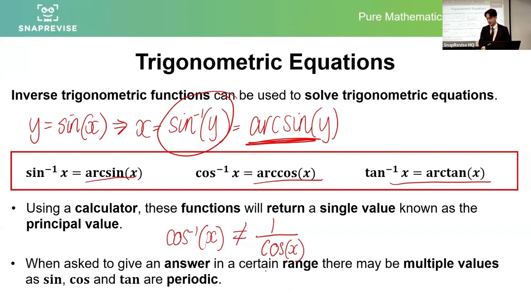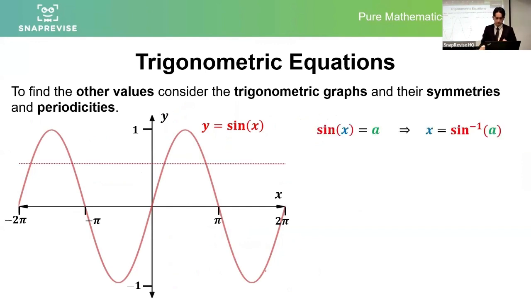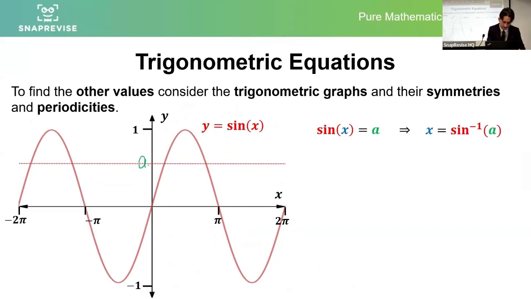So we're going to look at solving now. Now let's take an example. To find the other values, we look at the symmetries and the period. So here we go. For this one, if we've got sine of x is a, so I'm saying that the y value here is a, then actually there could be multiple x values that work for that. They could be talking about this, could be talking about this. They could even be talking about this, or any of infinitely many other answers.